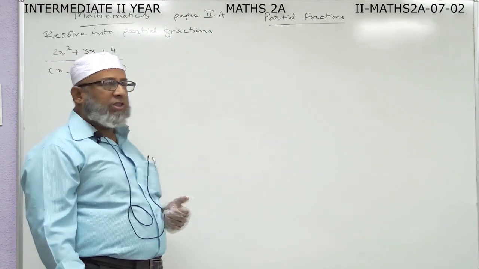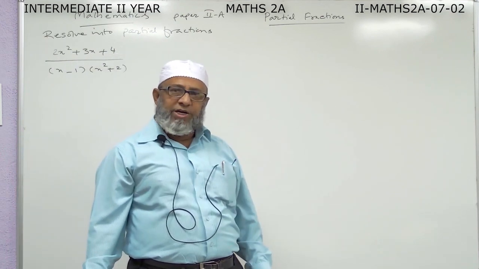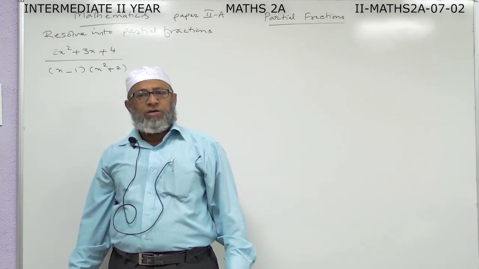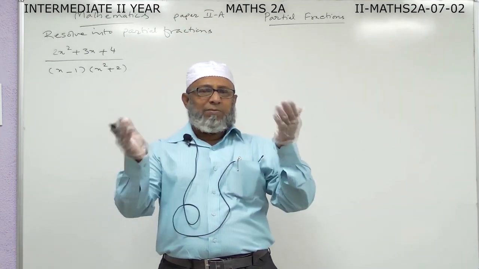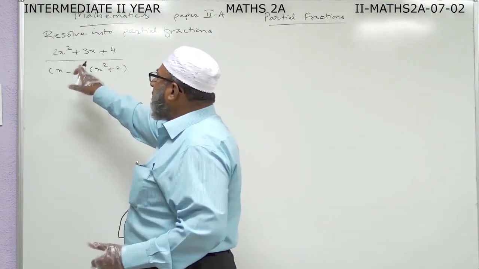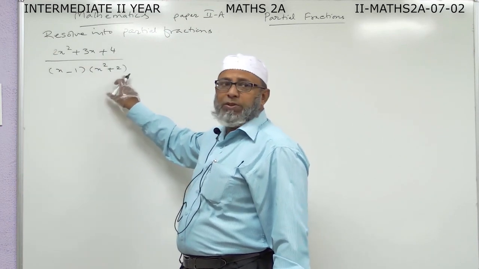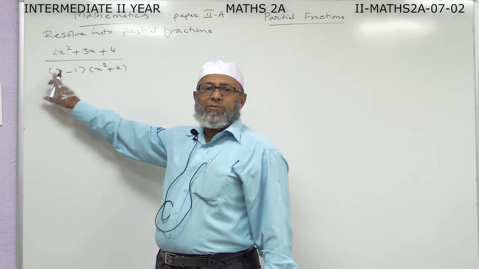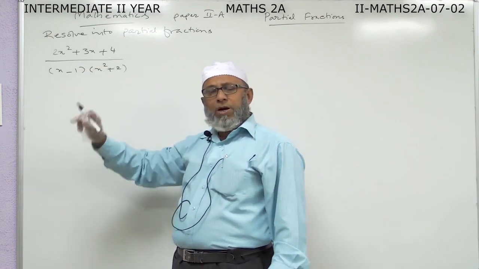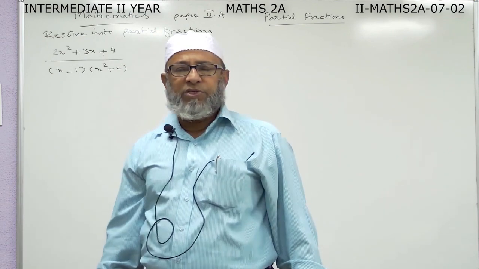Now when you come to the third case, the denominator consists of a quadratic term. When the case is of a quadratic term, you have to see whether the quadratic part can be resolved into linear factors or not. Suppose, as you have seen here, (2x square plus 3x plus 4) by (x minus 1) into (x square plus 2). Here, one term is linear, another is a quadratic one. This quadratic part, that is x square plus 2, cannot be resolved into linear factors, isn't it?